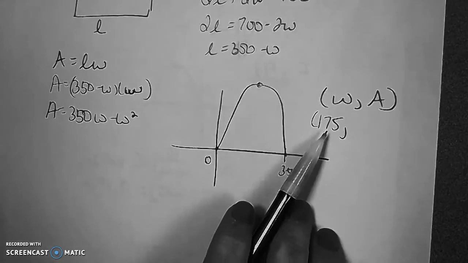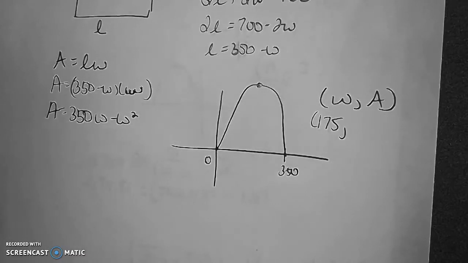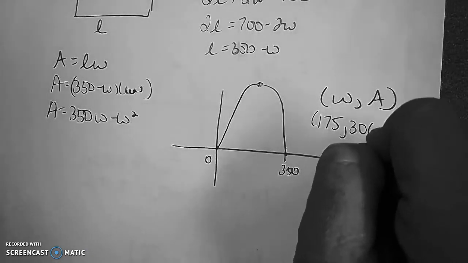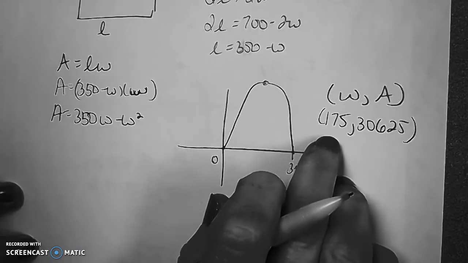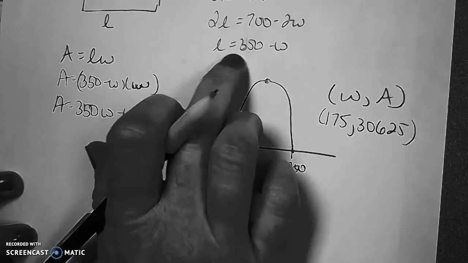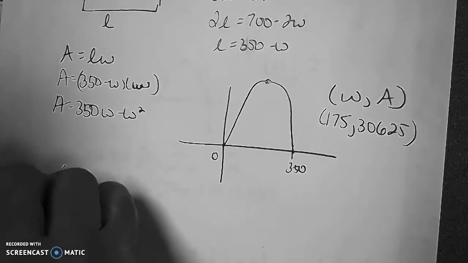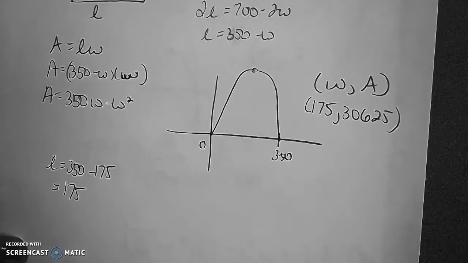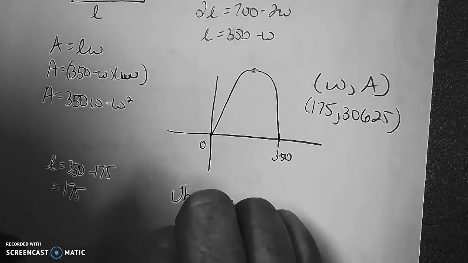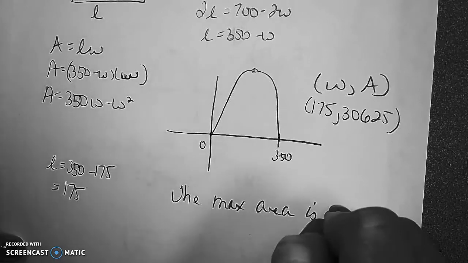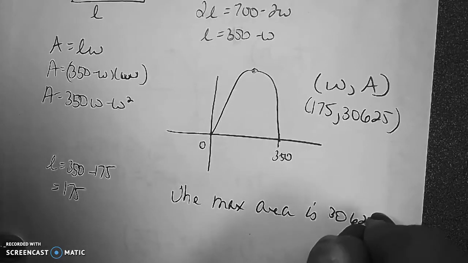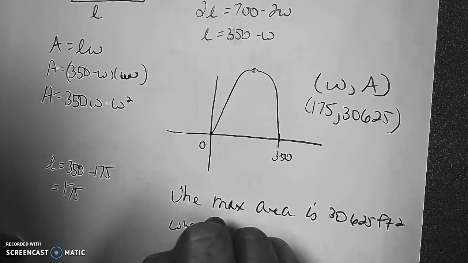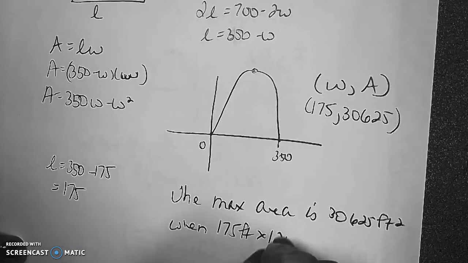If you were then asked to find that maximum area, you could just plug 175 in. You're finding the y value of that vertex, which is 30,625. If you want to find the other dimension, put it in here. You know the width now. The width that you're wanting is 175, so you can plug that in. I believe you're going to hit 175 again. So the max area is 30,625 square feet when we have 175 feet by 175 feet.